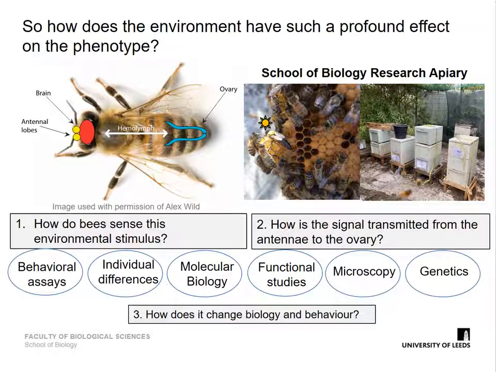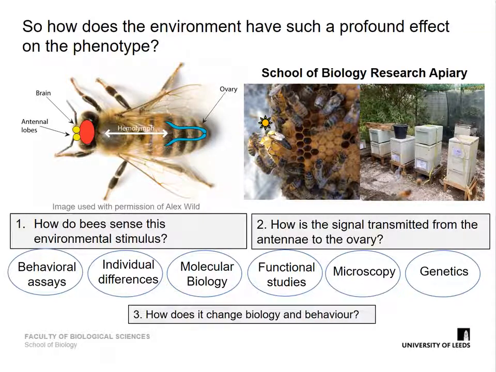We do some behavioural assays to look at how individuals are responding to the queen. We look at individual differences in how they respond to various stimuli, including the queen. We use molecular biology to look at gene expression and how that changes when the queen is removed from the colony, what changes in how the genes are used in the brain and the ovary of these bees. We do functional studies, and we also use microscopy to look in very close detail at what's happening in the ovary as the ovary responds to the loss of the queen, and we use genetics.